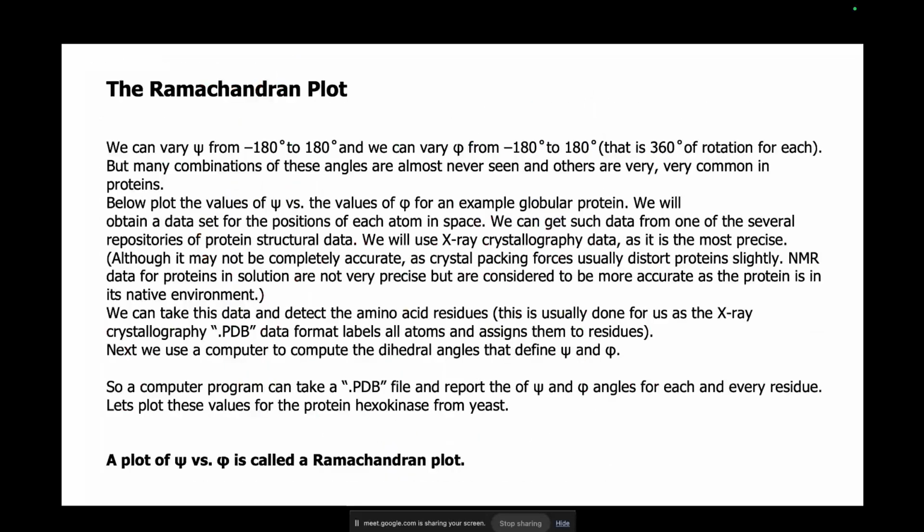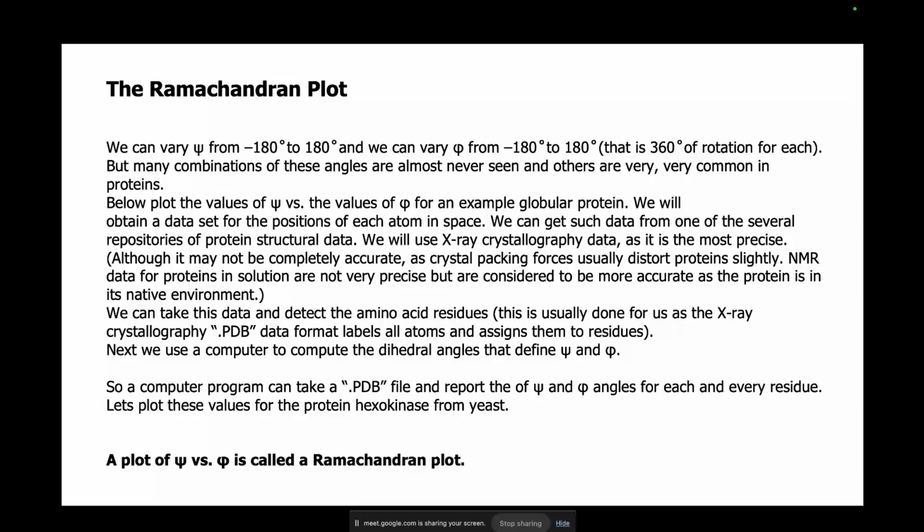Right? Now we come to the Ramachandran plot. Now you can vary both of these angles. But hypothetically, in real life there will be a lot of other factors influencing that. But hypothetically, you can vary the phi and the psi both from negative 180 to positive 180, which is like 360-degree rotations for each. But many combinations of these angles are almost never seen, and others are very, very common in proteins.